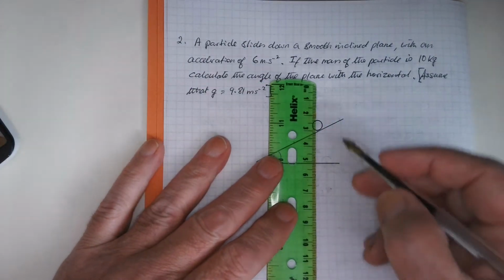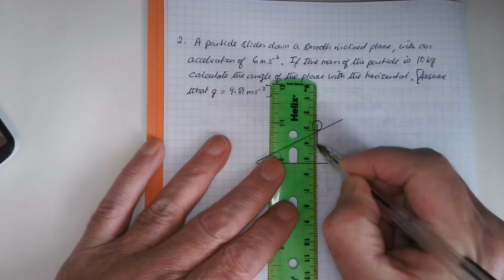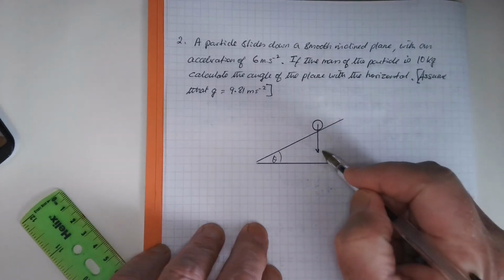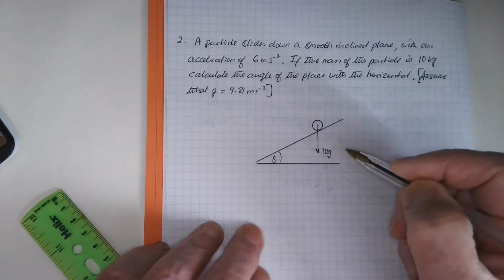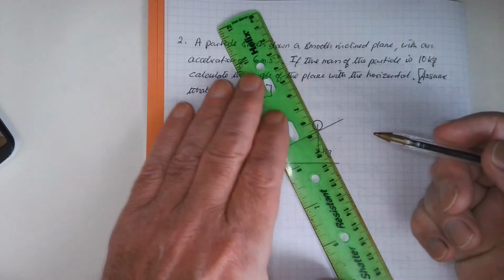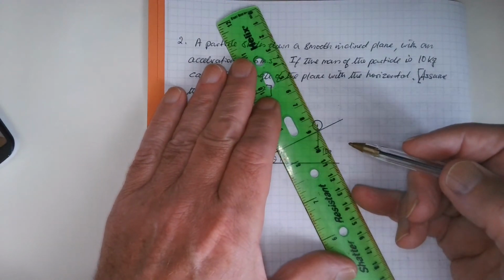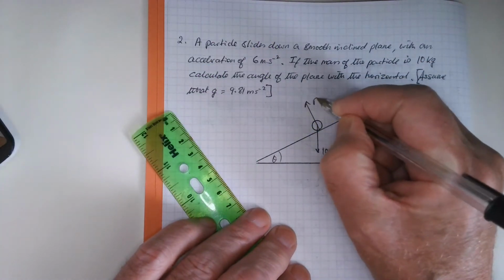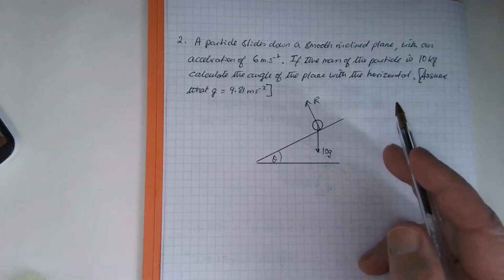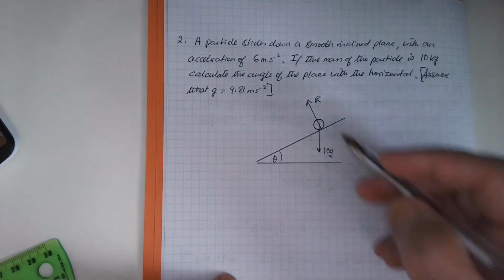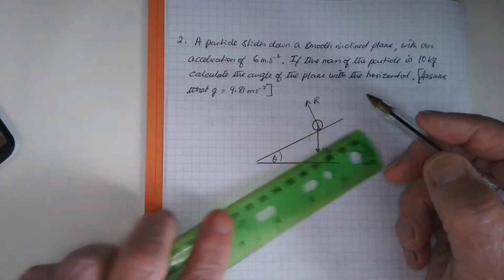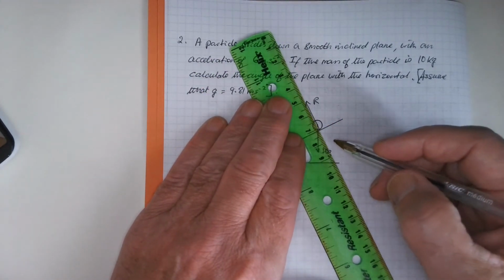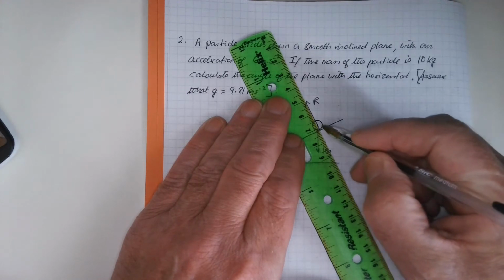What do we do? Well, we've got the weight acting downwards. It's 10 kilograms, so it's going to be 10g force. We've got the reaction, which is perpendicular to the plane. It's the reaction force, R. Now in this question they don't ask us anything about the reaction force, so I'm not even going to resolve it. I'm not even going to consider the forces acting parallel, perpendicular to the plane.